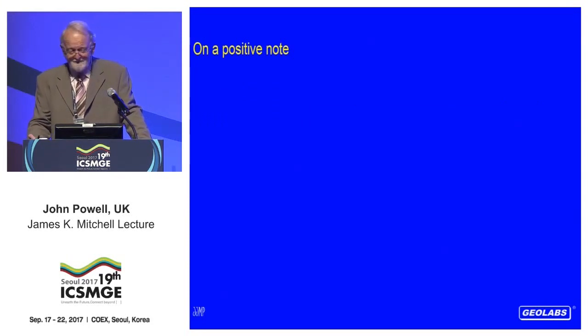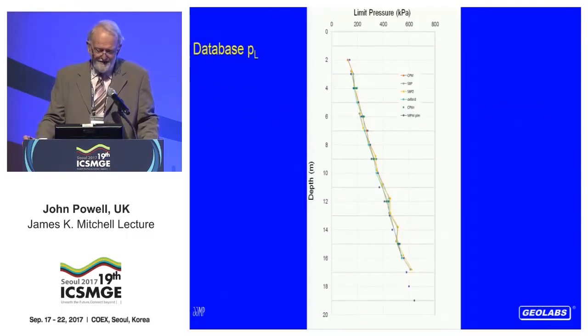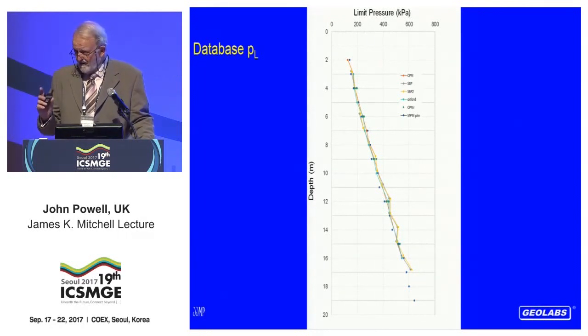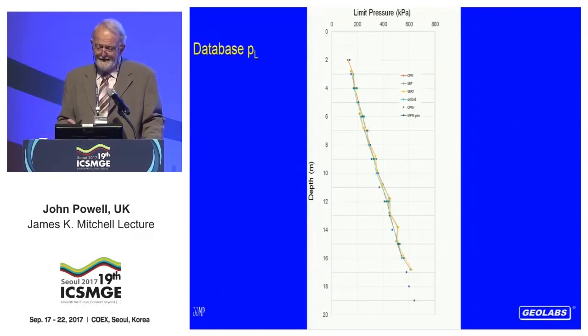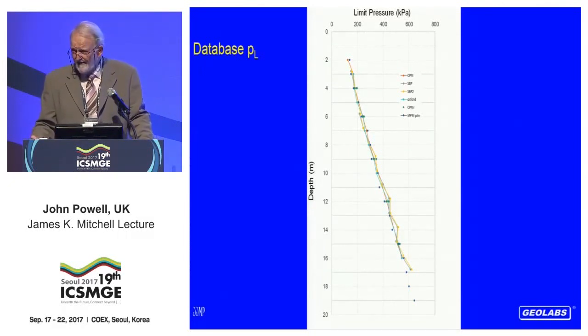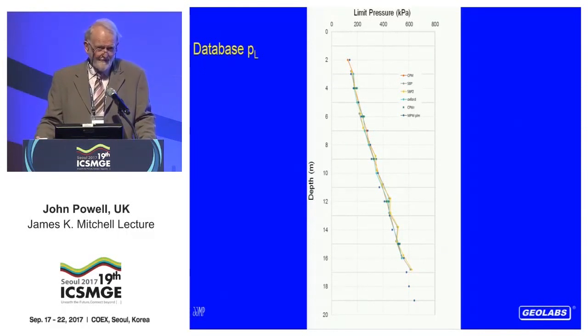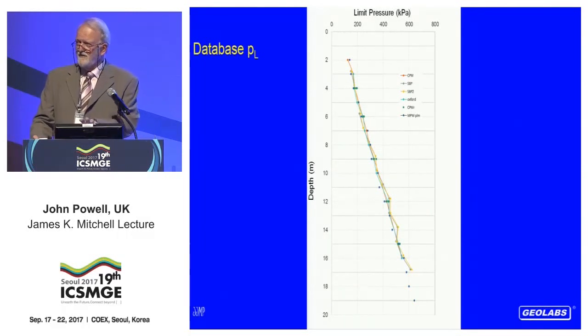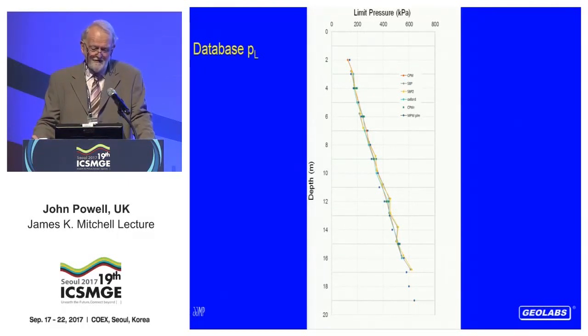On a positive note, though, here are a series of limit pressure results from pressure meters, from the cone pressure meter, the full displacement, the self-boring pressure meter, the Menard pressure meter, but not the Menard limit pressure, the infinite volume limit pressure. And I think you'd agree, we'd be pretty happy that all three types of devices there are giving us the same limit pressures when interpreted in similar ways. This is something that's very useful for using test bed sites for, of course, in trying to do these comparisons and gaining confidence in our in situ tests.